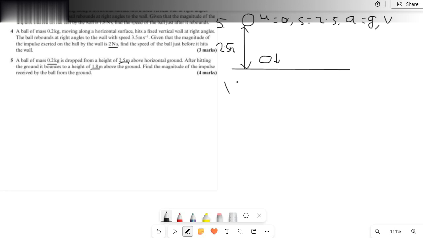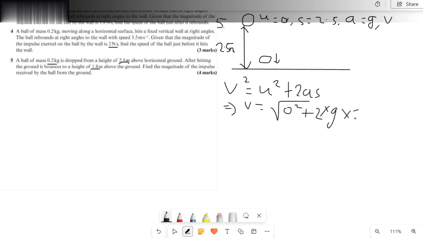We know the equation v squared is equal to u squared plus 2as. Therefore, v is equal to root over 0 squared plus 2 into g into s, which is 2.5. And as we know that the value of g is 9.8 as we used previously. Therefore, the final velocity is 7 meters per second.